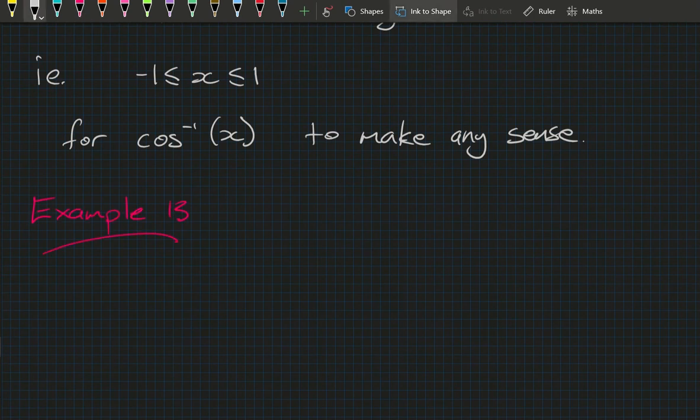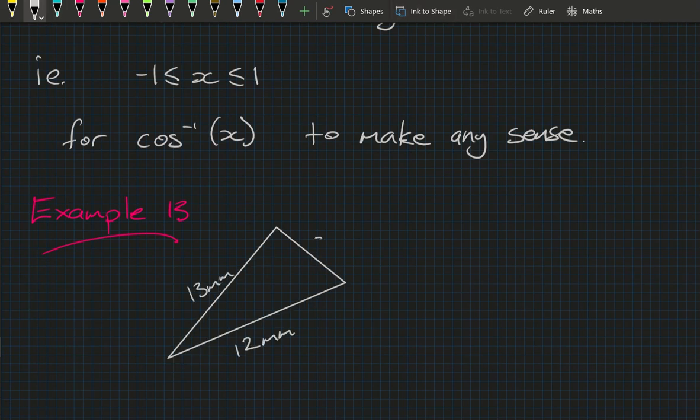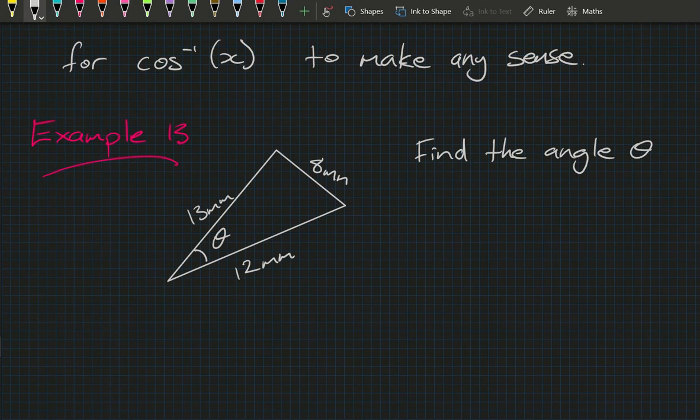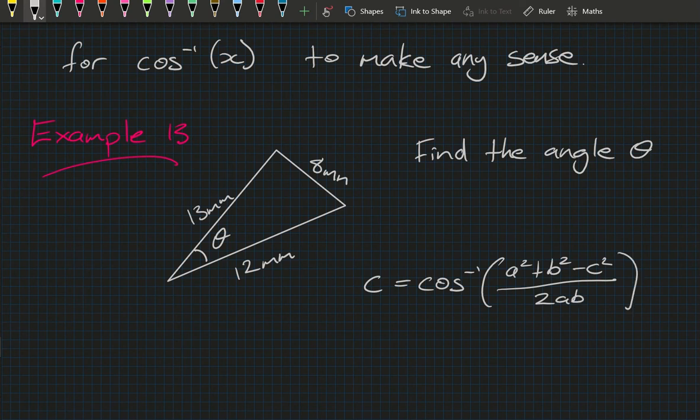Where we have a triangle that has sides of 13, 12, and 8 millimeters. And we're asked to find the angle theta. So if you remember our formula, that means our angle C is going to equal the inverse cos of a squared plus b squared minus c squared, all over 2ab. And in this case, the angle C will equal theta. Little c will be 8, and a can be 12 and b can be 13. It really doesn't matter which one's a and which one's b, okay? You can try that out yourself in the formula. Anyhow, let's sub those values in.